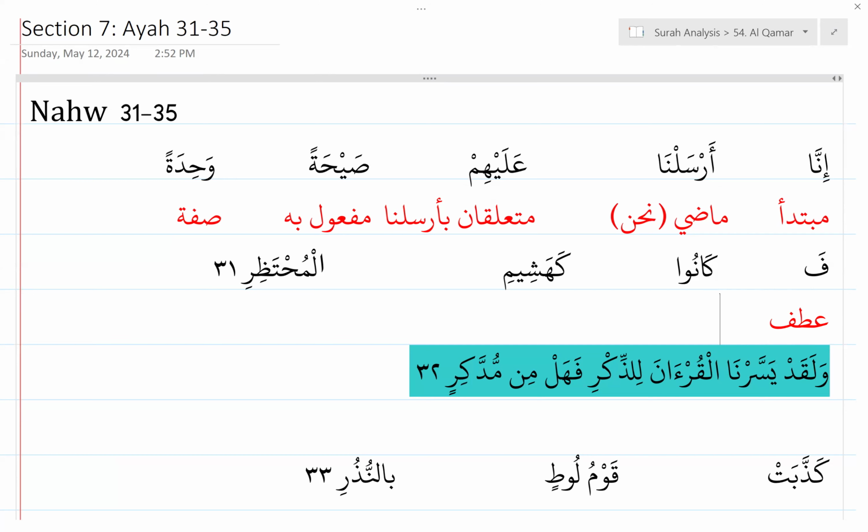كانوا. So this should be مبتدأ with فعل ناقص with هم ضمير as the اسمه كان, and كهشيم is خبر كان. You can say خبر كان, or you can say it's because of the kaf, it's going to be a متعلق. So you can just say this is متعلقان, which together would form the خبر of كان.